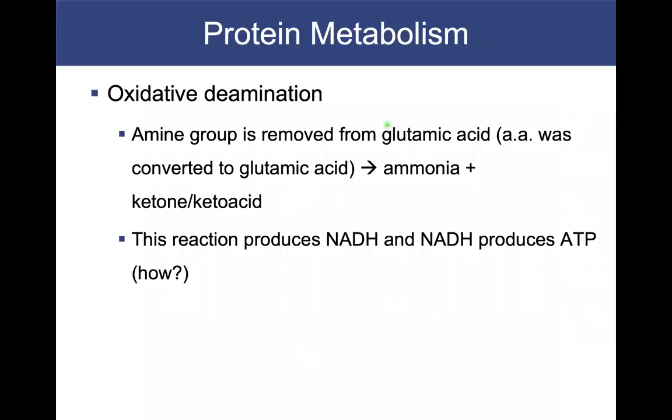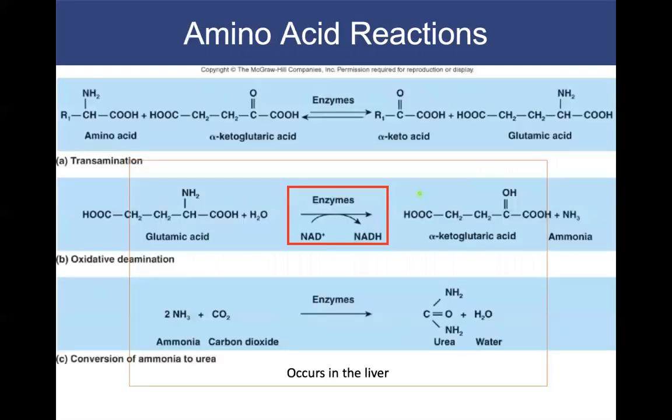The other way is oxidative deamination. You can't have an amine group or that NH2 on the amino acid. So you're going to pull it off of glutamic acid, and then it exists as ammonia when you pull it off, and then you're going to convert that to urea, right? So let's take a look at the picture.